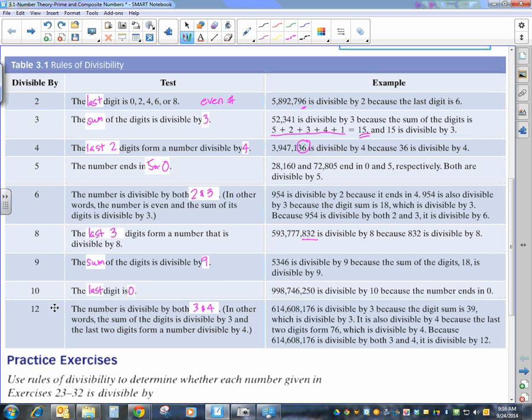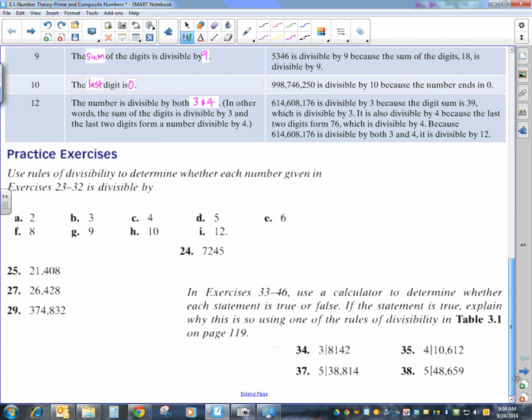So if it's not on this list, as in we skipped 7 and we skipped 11, the rules of divisibility aren't worth memorizing. So let's go do some examples. Use the rules of divisibility to determine whether each number given in the exercise is divisible by each of those. So it's the same thing we had in our chart.